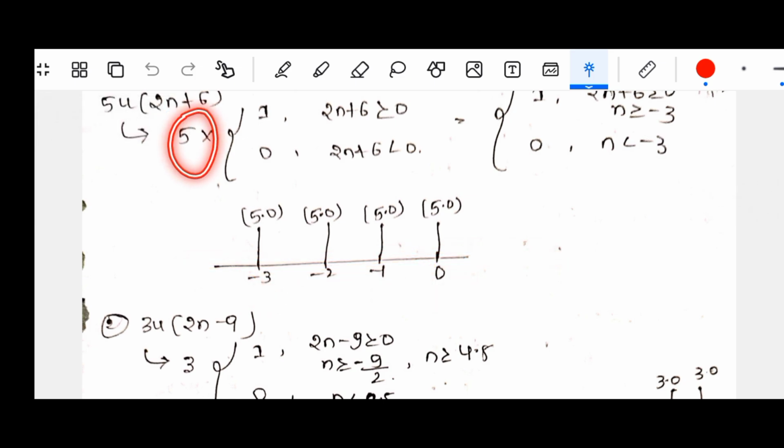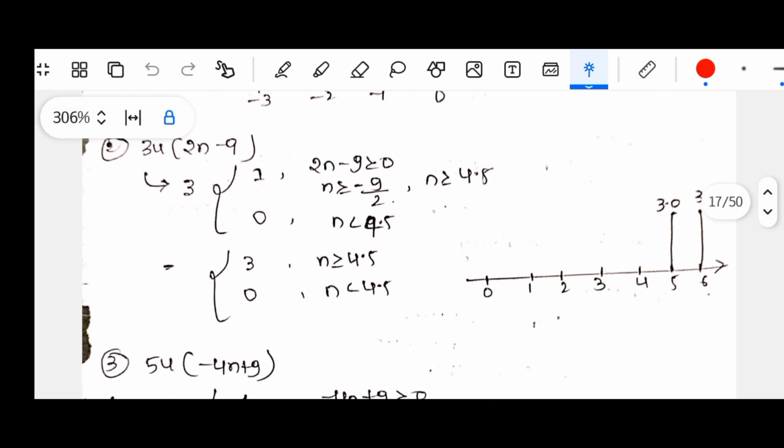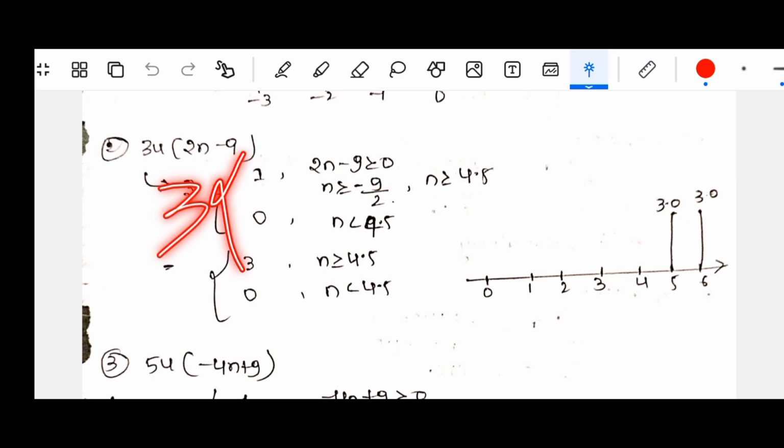The value will be 5. Constant 5 value. Next question: 3 into u of 2n minus 9. Take 3 outside. So solve this equation by putting greater than or equal to 0.